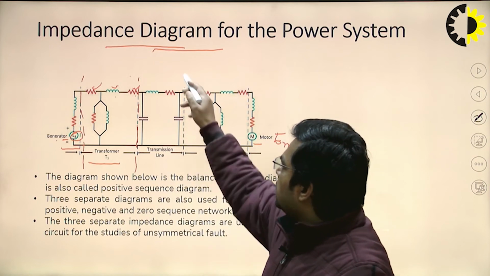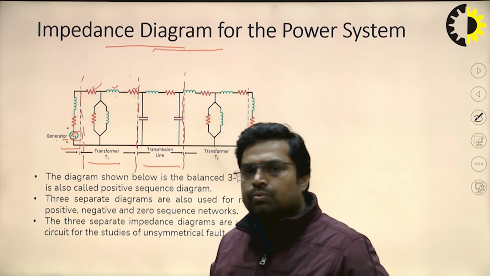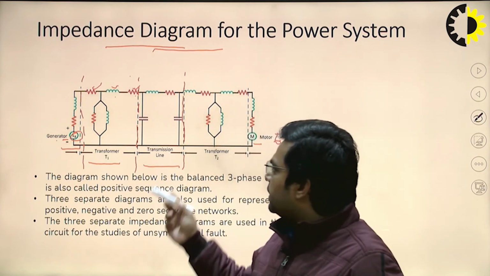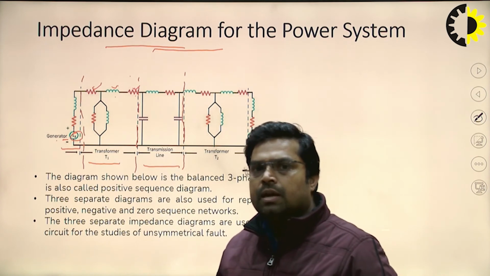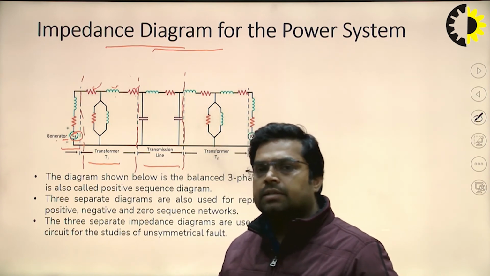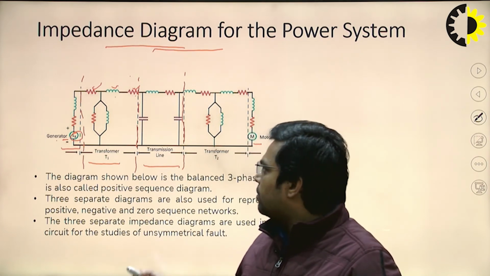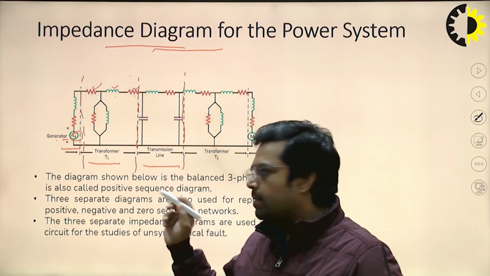Now come to the second part, that is the transmission line. We always represent a transmission line as a pi model. We know that a transmission line can be represented as a nominal T or nominal pi. So in an impedance diagram, we always represent the transmission line as a nominal pi diagram.